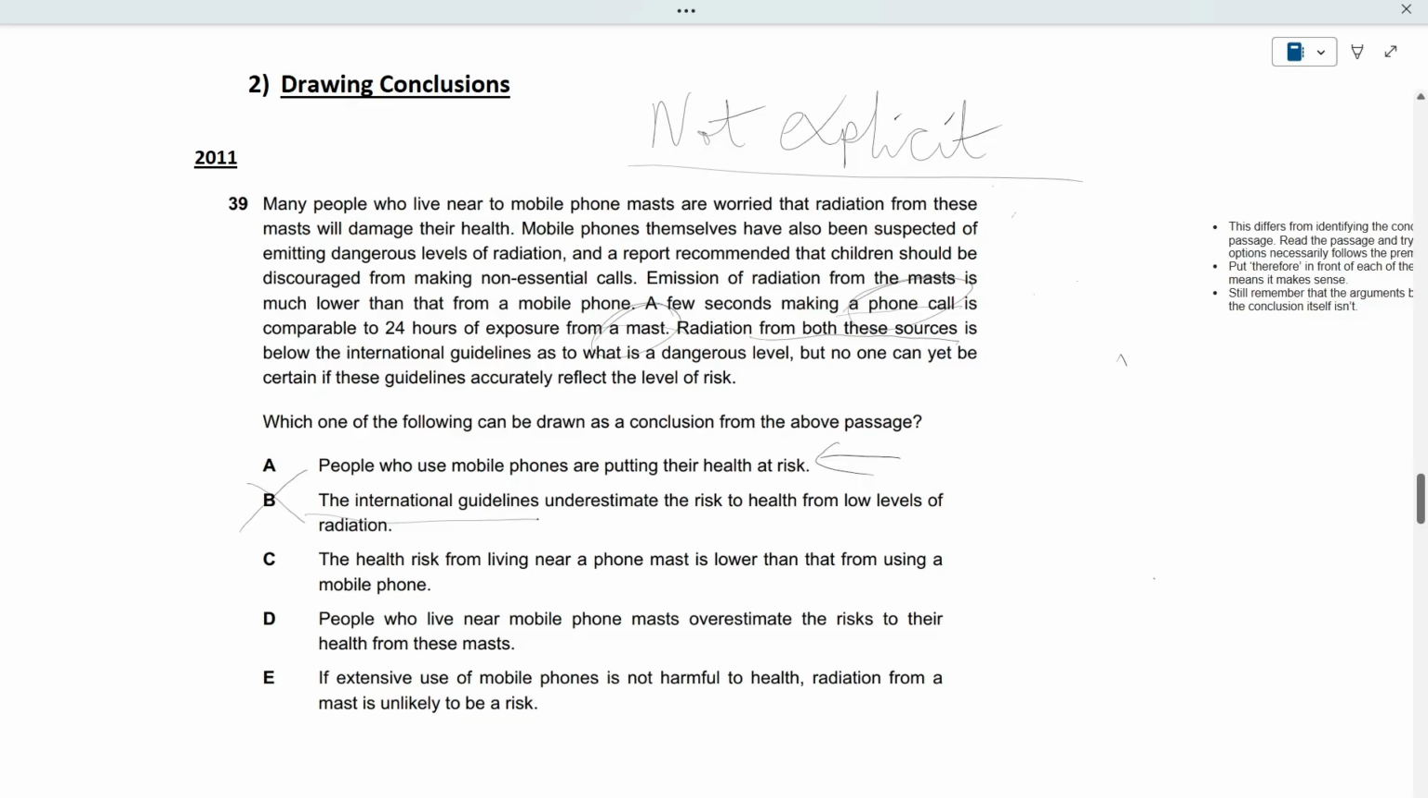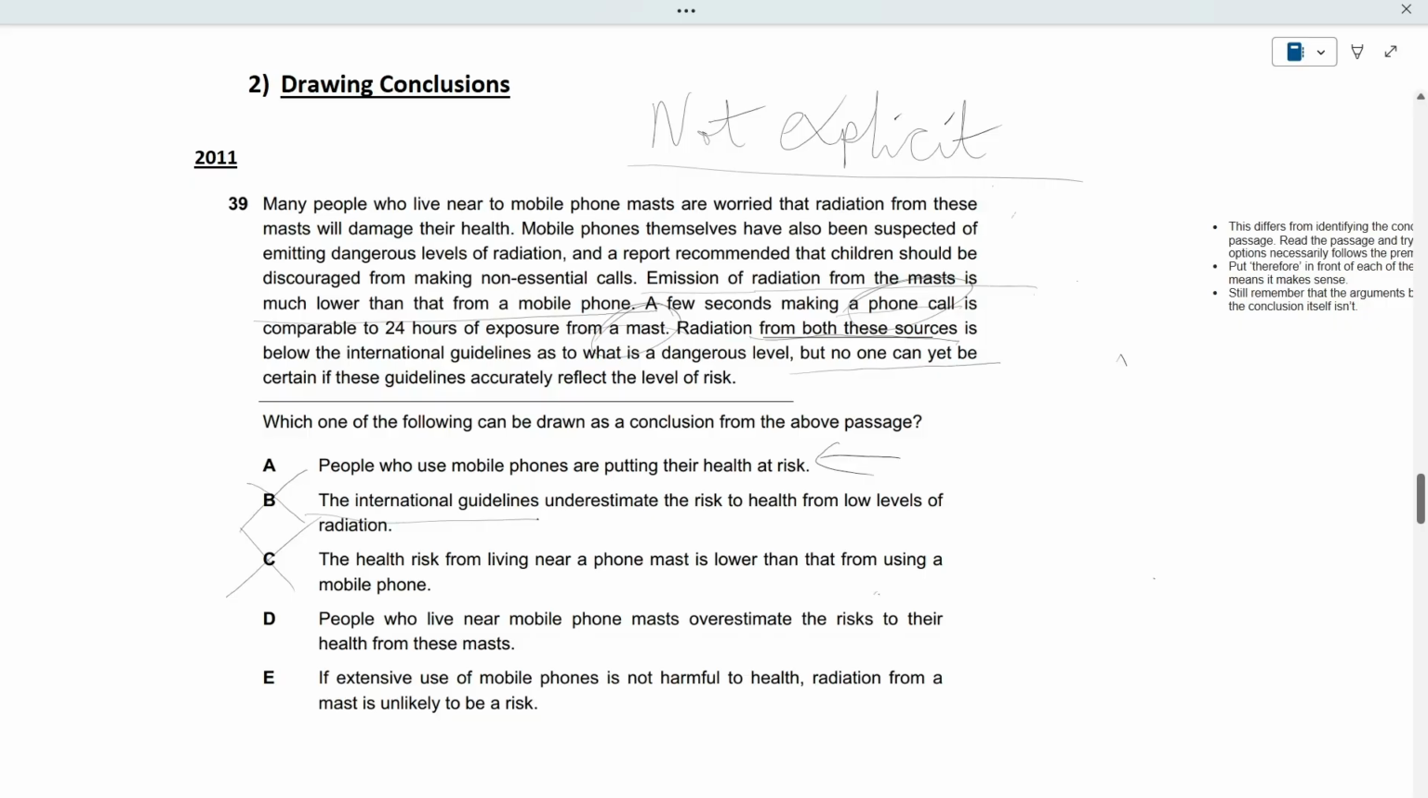That is what is being used to back up what the conclusion is, because it's saying something like, there is radiation from both these sources, but no one can yet be certain if these guidelines actually reflect the level of risk. And so effectively, because emission from the mast is much lower than that of mobile phones, we shouldn't worry too much. This is a premise, not a conclusion, so we can rule that out too.